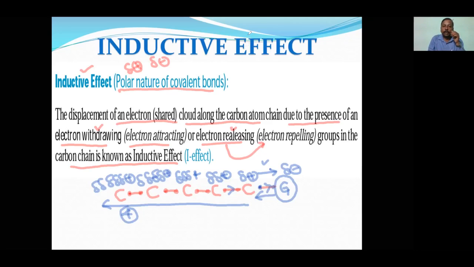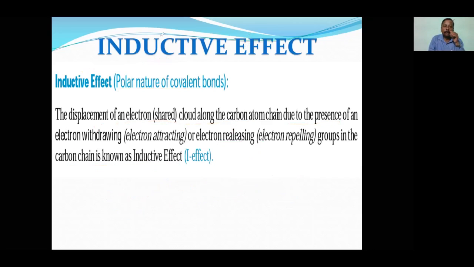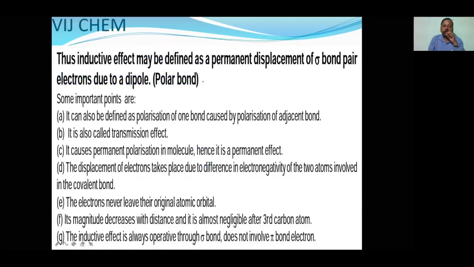So I will try to explain in another way. Inductive effect may be defined as partial displacement of sigma bond pair due to dipole. Here, which electrons are affected? Sigma bond electrons. You will come to know the importance of this word when you study so many things. Then you will understand. Now, direct points.